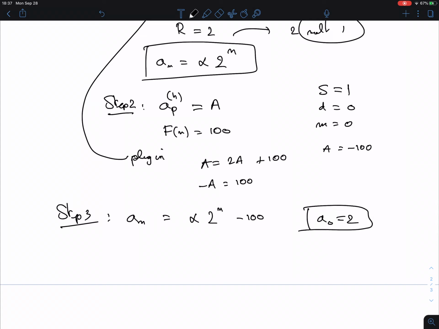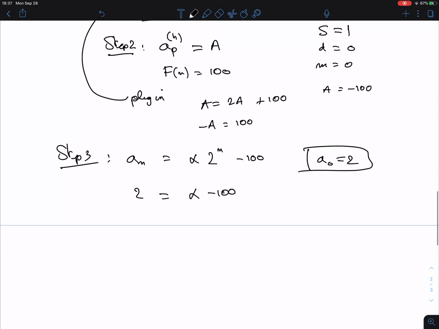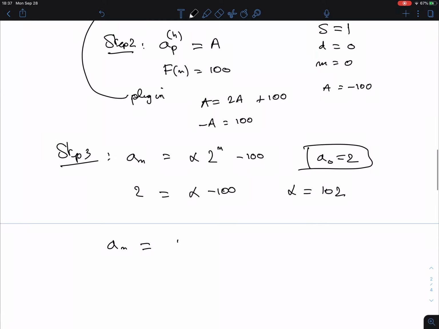If you interpret this as A0 was 1, okay, that's not a big deal. So let's make it simple, right? Now put n equal to 0 in this equation and we get 2 equals alpha minus 100. So we see that alpha is actually 102. And therefore, the number of goats at any given time is 102 times 2 to the power n minus 100.